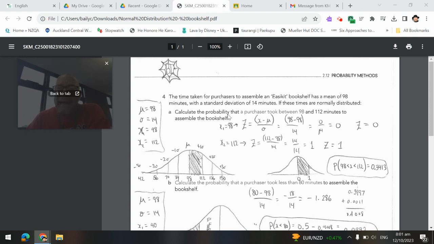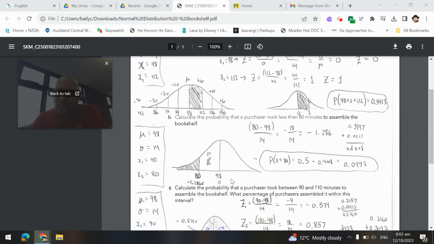So looking at the probability between 98 and 112, because 98 is the mean, it has a Z value of 0. And using our formula here, which is provided on your table, we convert the 112 x value into a Z value, which is exactly 1. We look up the 1 in the table, and we see the probability of x being between 98 and 112 minutes is 0.3413.